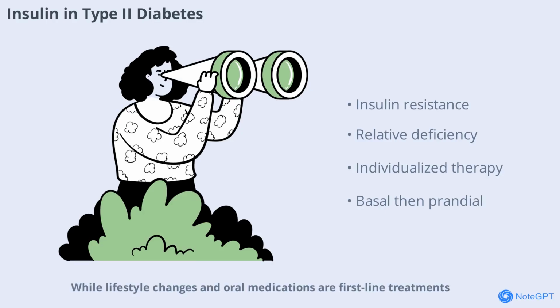While lifestyle changes and oral medications are first-line treatments, many patients eventually require insulin therapy. The approach is individualized, often starting with basal insulin and adding prandial doses as needed to achieve glycemic targets.